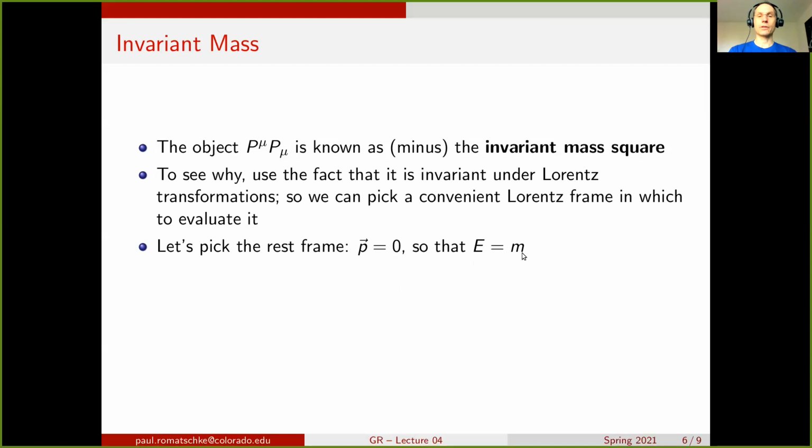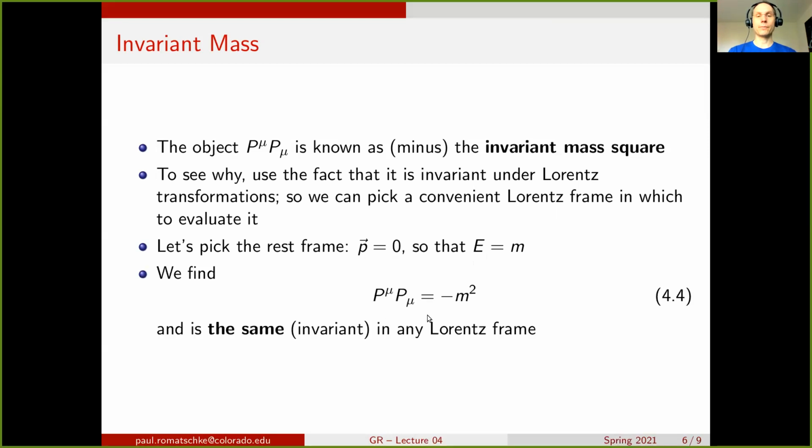If we use that particular frame, we find that p mu p nu is just minus m squared, and that's the reason why it's called the invariant mass square. Obviously, because it's a Lorentz scalar, it means that this particular combination, the 4 momentum squared, is the same, it's invariant, in any Lorentz frame.